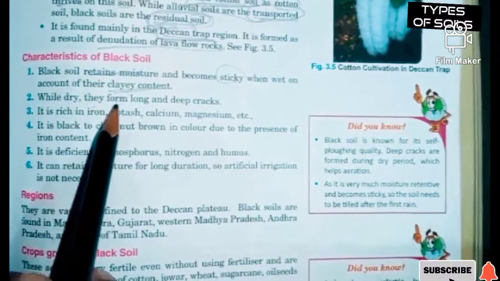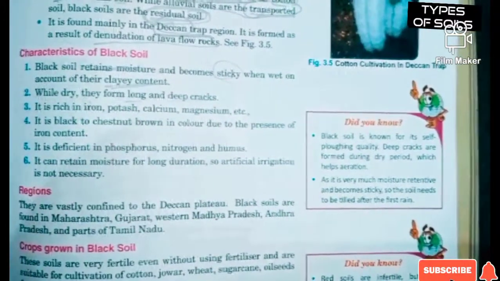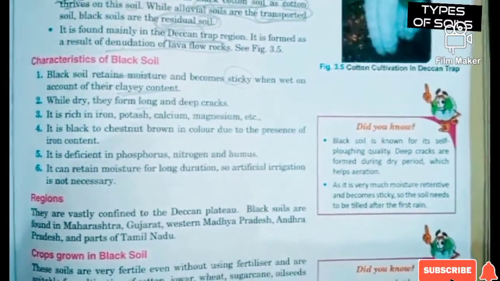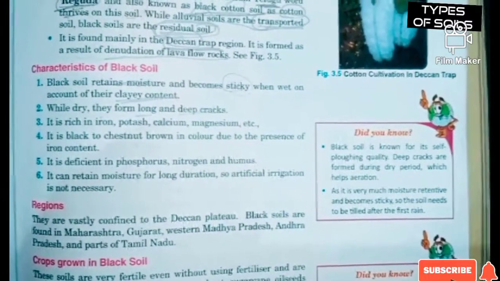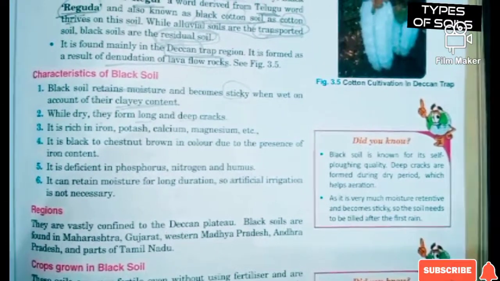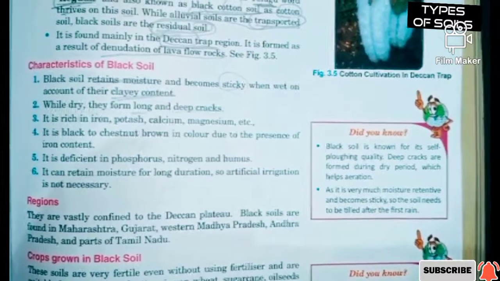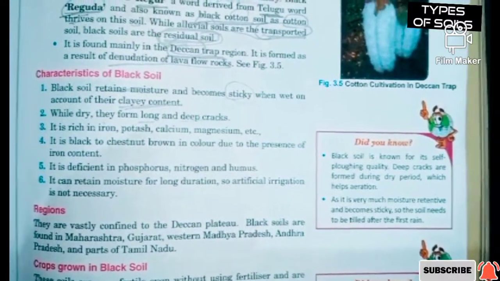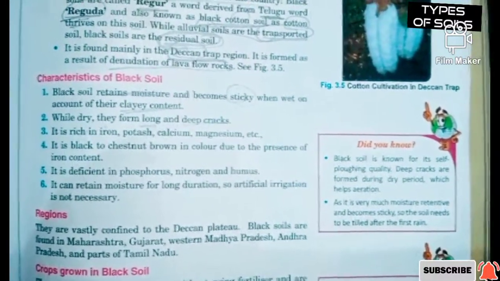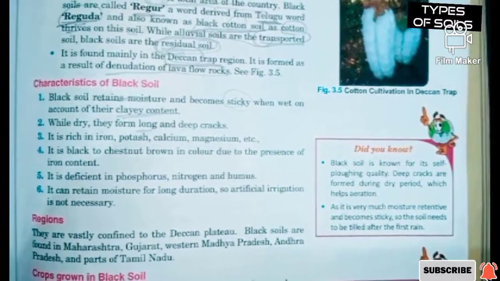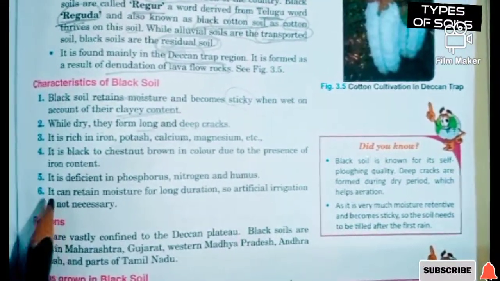While dry, they form long and deep cracks. When there is no water available in this black soil, the soil forms very long and deep cracks. This shows that the soil has become dried. Especially in the summer season, we can find these conditions in black soil.